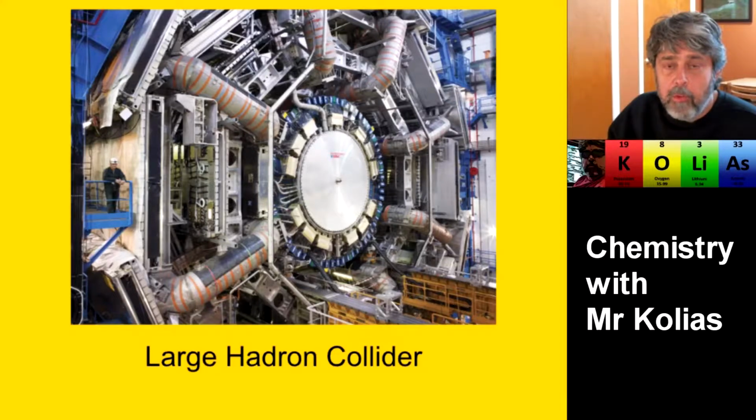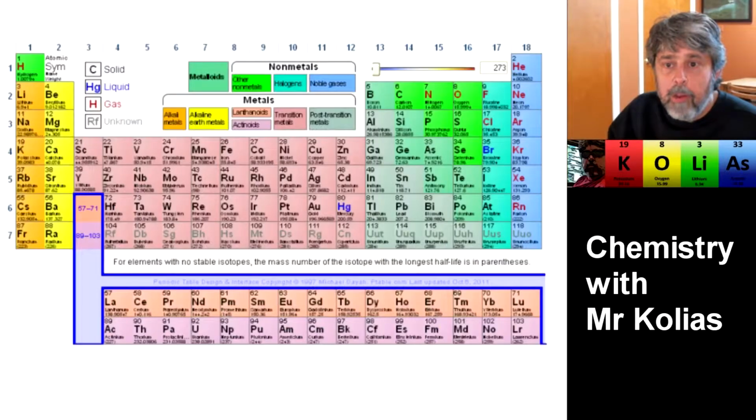It's in Geneva, Switzerland, and they use it to accelerate protons and smash them into each other. Very interesting, an amazing tool, but that's not what we're talking about today either. We're going to be talking about the periodic table. Woo! All scientists use the periodic table. It has a wealth of information that you don't even know about. There are secrets of the periodic table that I'm going to show you today. So let's get started.